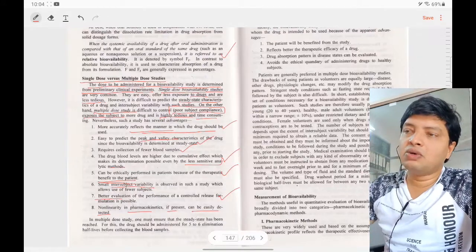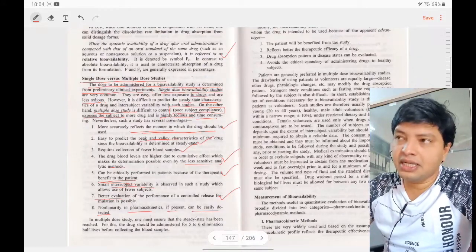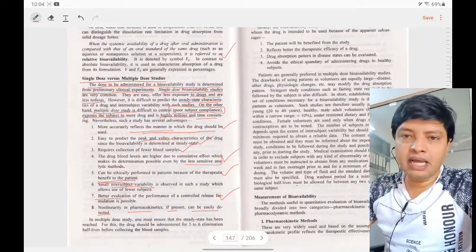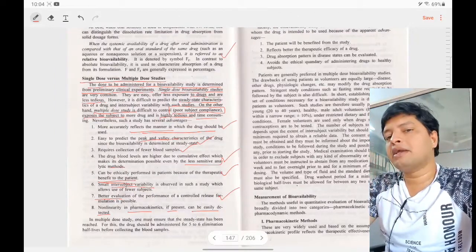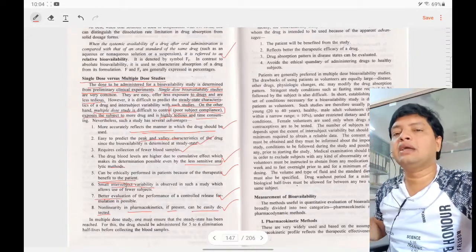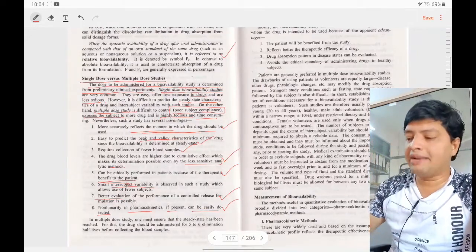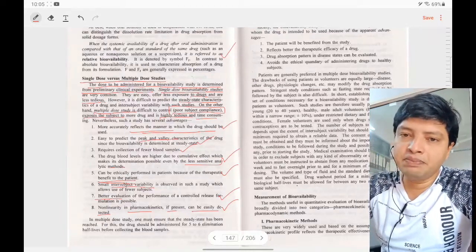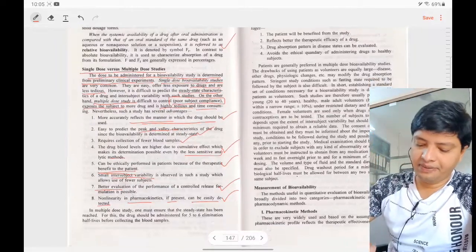If there is non-linearity present in the pharmacokinetic parameters of the drug, it can't be detected by a single dose study. It can be detected only by a multiple dose study. So again, one GPAT question: non-linearity of a pharmacokinetic parameter can be detected in which type of study design? That is multiple dose study design.